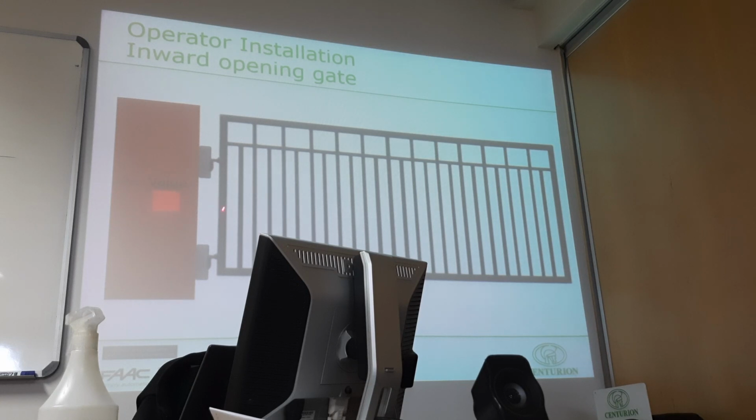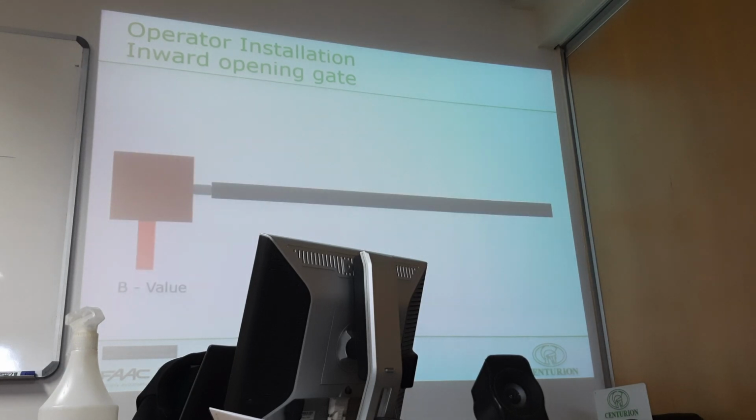Okay, and that's from the center of the hinge to the center of where you want to mount your motor. Your B value, looking from the top now, is working towards you. There's a gate closed, there's a pillar, and that's your B value. So there's your A value, and there's your B value. And there's your E value, which is your center of the hinge to the corner of your pillar.